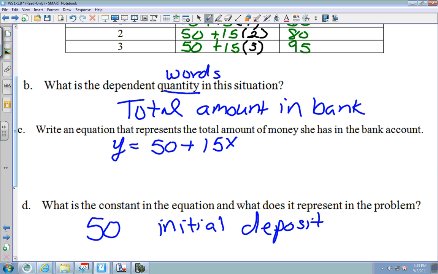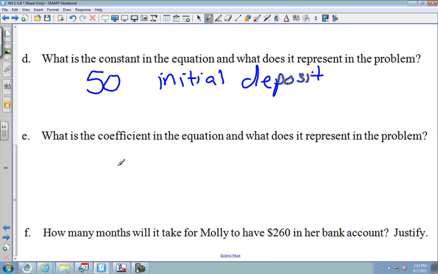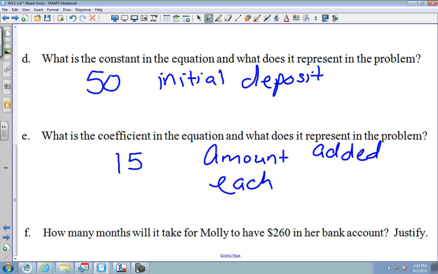The next one says, what is the coefficient? The coefficient is the 15. That is the amount added. Let me write amount added each month. Again, I'm using the word each or per to describe it.